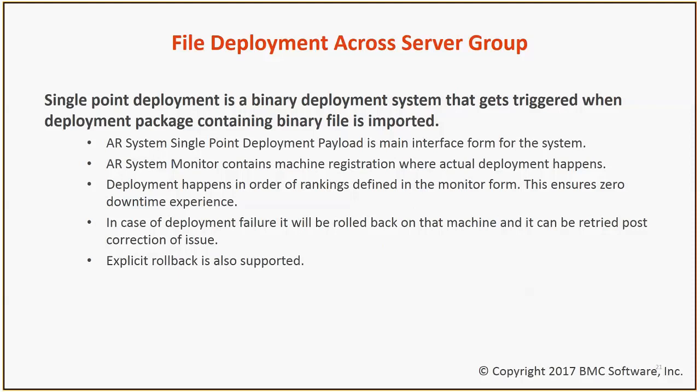The AR system monitor form contains machine registration, where all of your servers in your server group and your mid-tier server are registered, and deployment will then happen in order of the rankings defined in your monitor form. And you can control these rankings to make sure that the deployment happens in that order. In case there's a deployment failure on any of the servers, the deployment on that server will be rolled back, and it can be retried after the issue is corrected. And explicit rollback is also supported, as in you can manually roll back anything that's been deployed using deployment management.